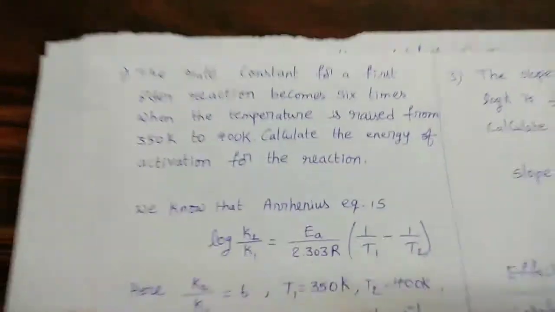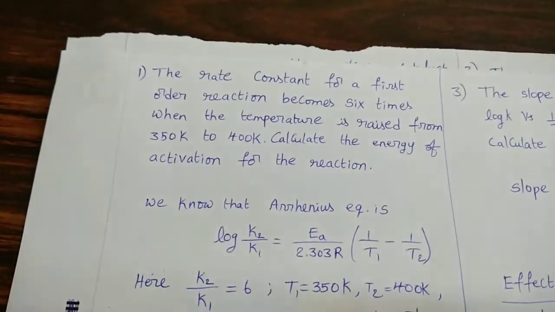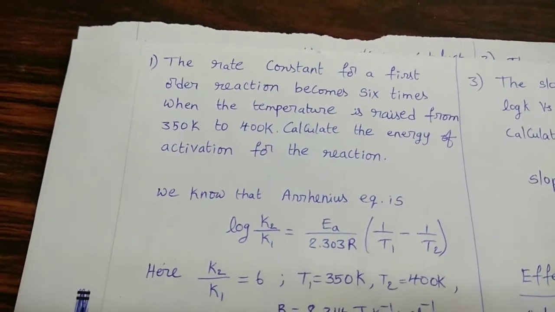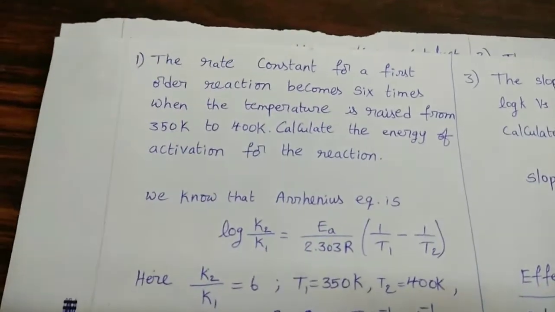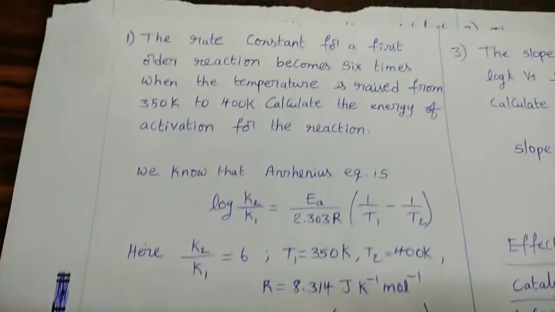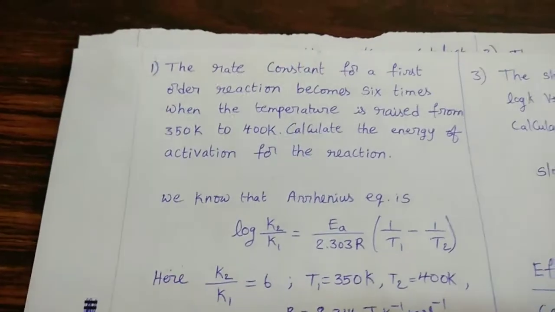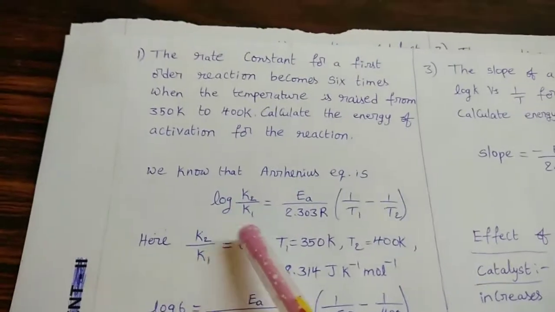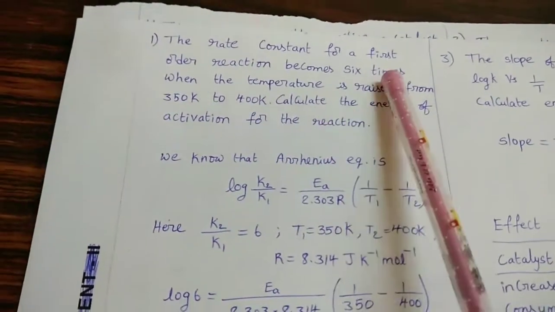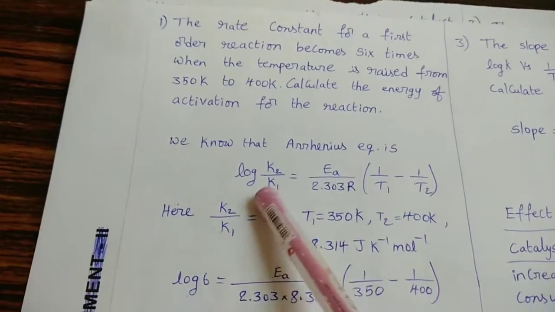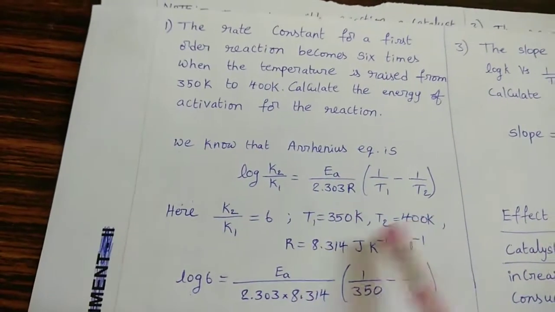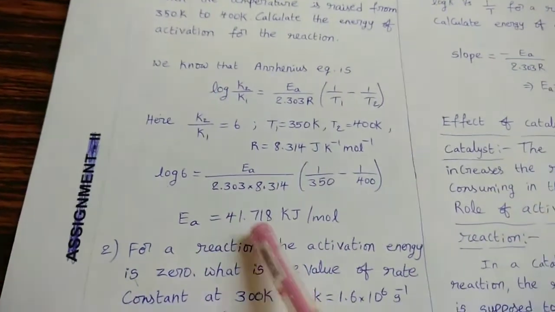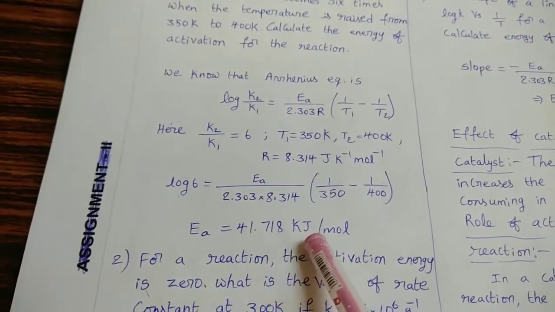The rate constant for a first order reaction becomes 6 times when the temperature is raised from 350 Kelvin to 400 Kelvin. Calculate the energy of activation for the reaction. So at two different temperatures, rate constants K1 and K2, we know the Arrhenius equation, that is this. Here the rate constant becomes 6 times when temperature is raised. So K2 by K1 equal to 6, T1, T2 values are given, R value taken in joules, substitute, then we can get the activation energy. That is 41.718 kilojoule per mole.